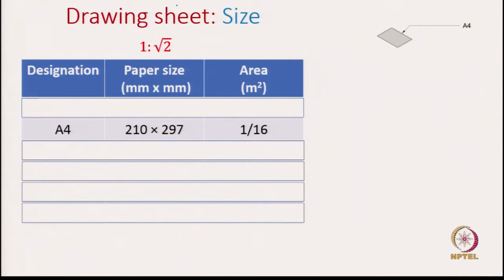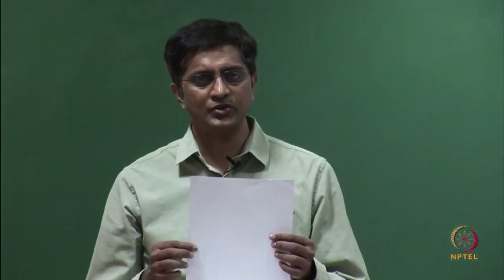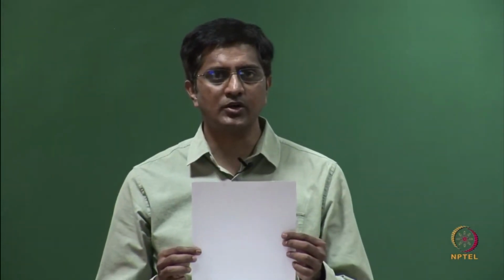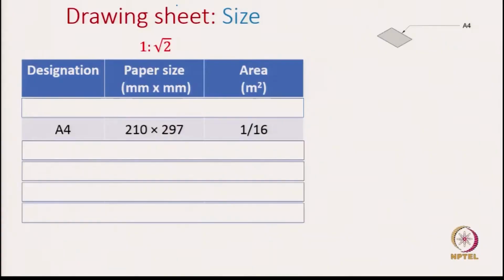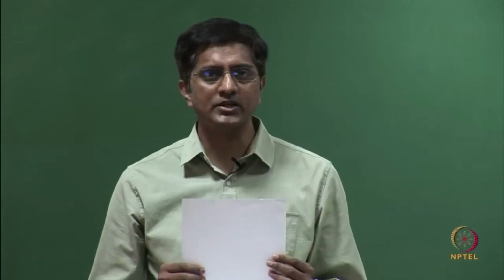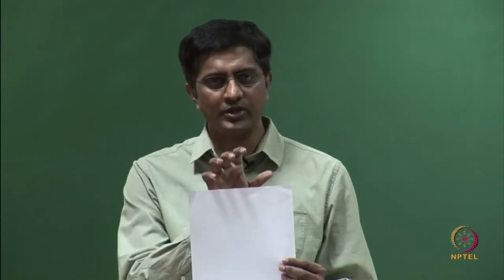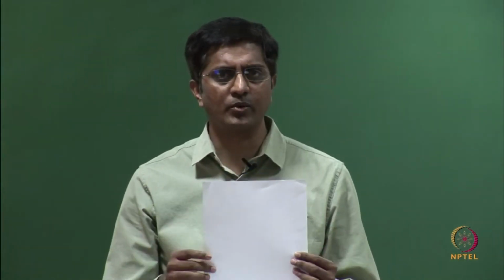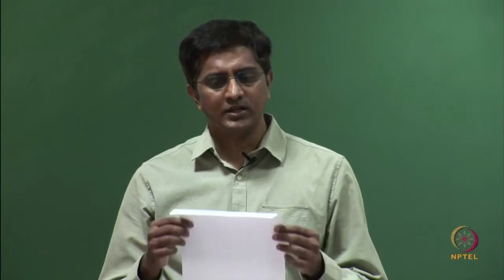I am sure all of you know the A4 sheet. This is a typical sheet where we take photocopies. The dimensions of this sheet are 210 by 297 in millimeters. If you are wondering why these numbers, whether they are random or have any meaning, the first thing to know is the ratio of these dimensions is 1:√2. The shorter is 1 and the longer one is √2, which is close to 1.4, and the area, as you can see here, is 1/16 of a meter square.